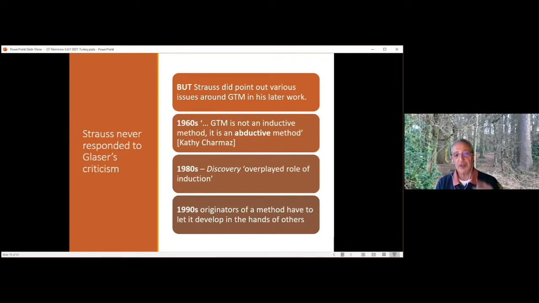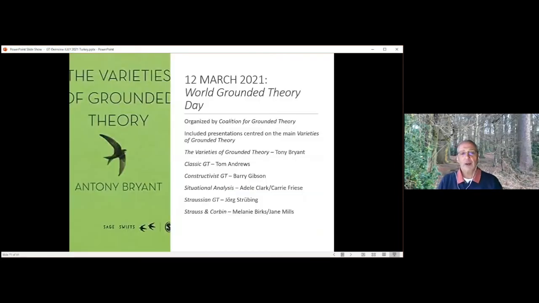Okay. So by the 90s, Strauss is already aware this method is good, but other people are taking it in different directions, and we can't stop them. Okay. Glaser gets really annoyed, and until recently was still very annoyed at people who did things in different directions with his method, as he saw it. Okay. What actually happened earlier this year, from a group that got together in the middle of last year, was a group of us from different camps, if you like, in grounded theory, got together and held a workshop across the day on the 12th of March.